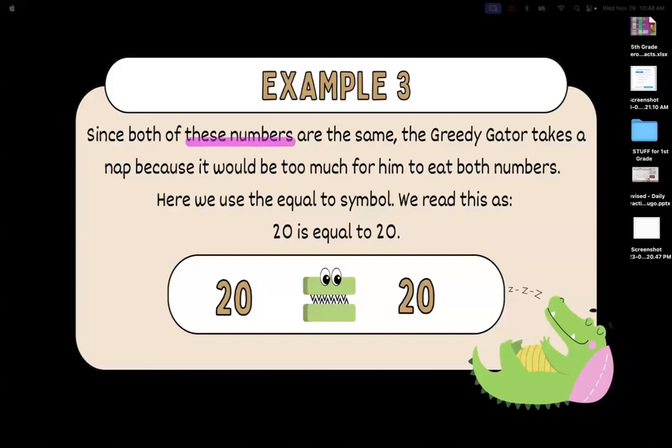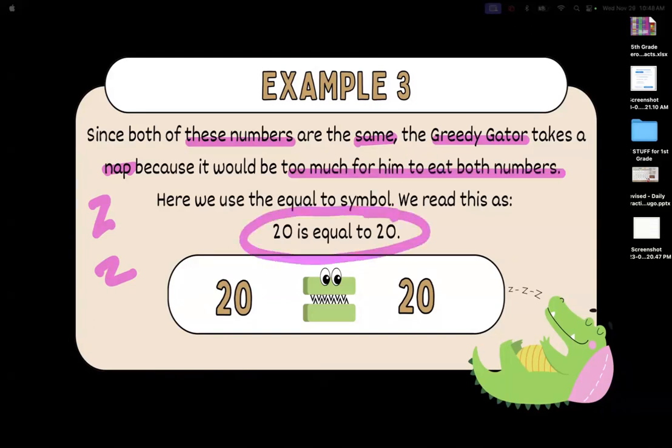Since both sides of these numbers are the same, the greedy gator takes a nap. He goes to sleep. He's sleeping. Okay, it's too much for him to eat both the numbers. So 20 is equal to 20. They're the same exact because you remember we have 10, 20, 10, 20. That's equal.